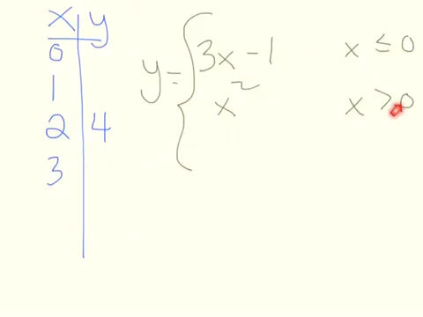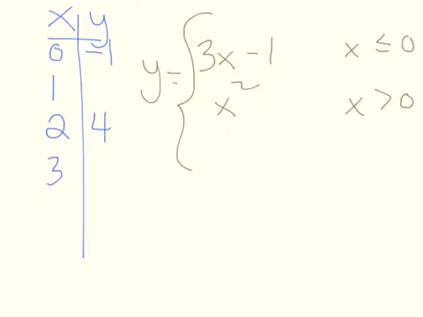Is 0 greater than 0? No. So I'm not going to use this one. Is 0 less than or equal to 0? Yes, it is equal to it. So I'm going to plug it in here. If I plug in 0, 3 times 0 is 0, and 0 minus 1 is negative 1.